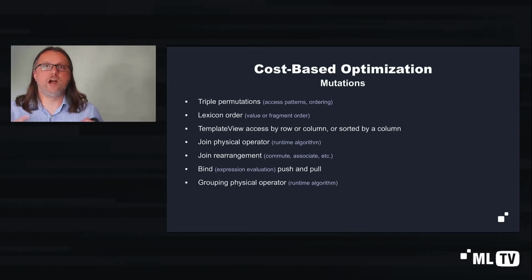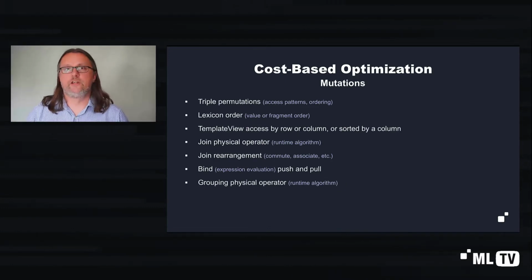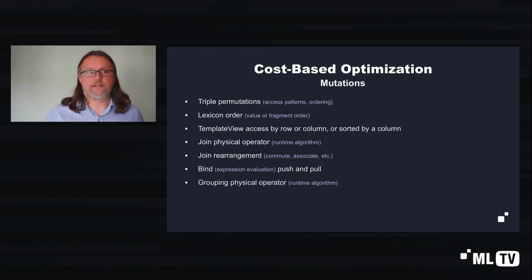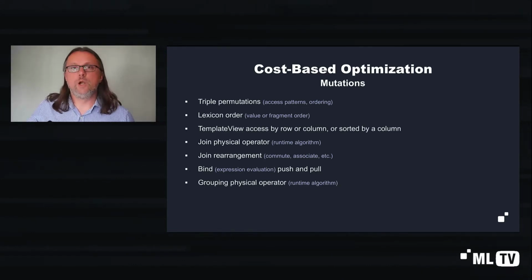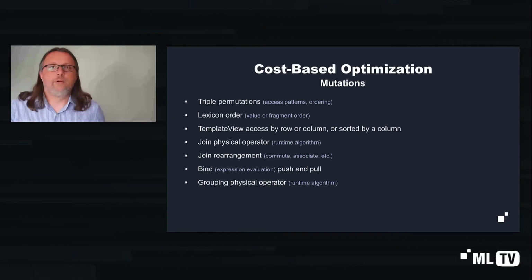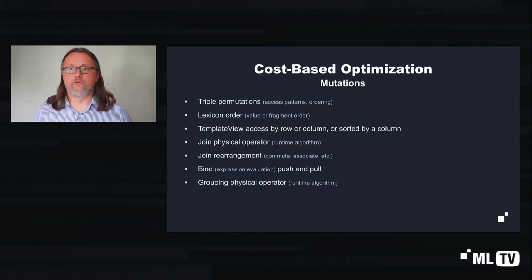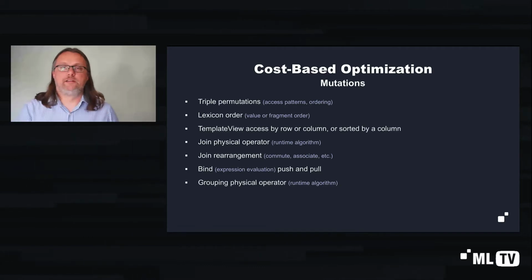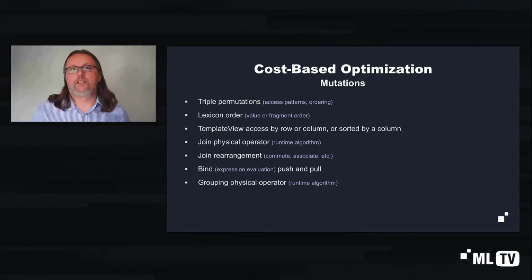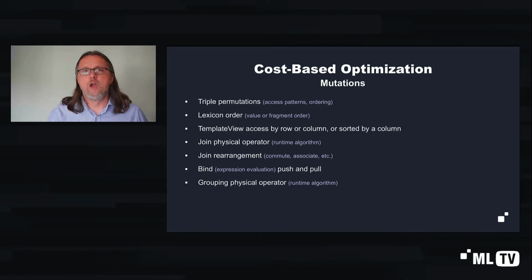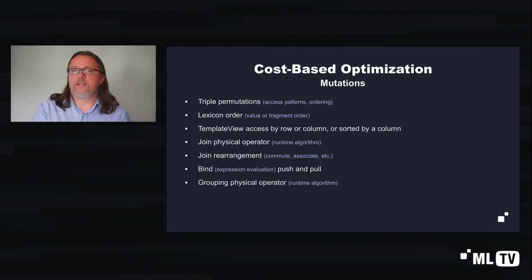So let's look at the kind of mutations that the optimizer can apply in these cases. We've got a choice between triple permutations. I've mentioned that a few times, and we might choose some triple permutations because of the access patterns that permutation allows us in the triple index. We may be able to read less of the triple index if we choose a certain permutation.